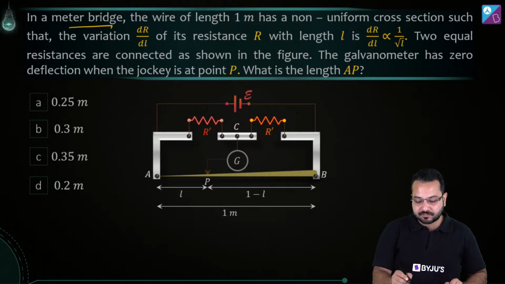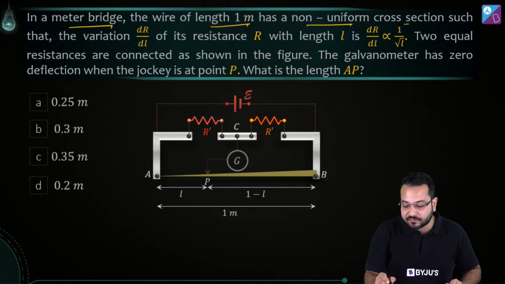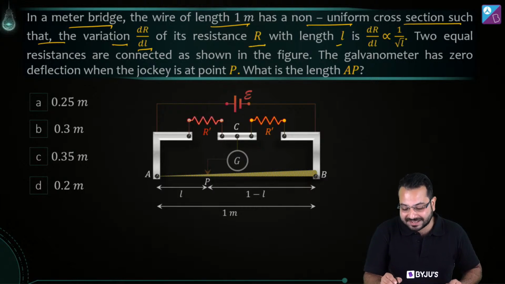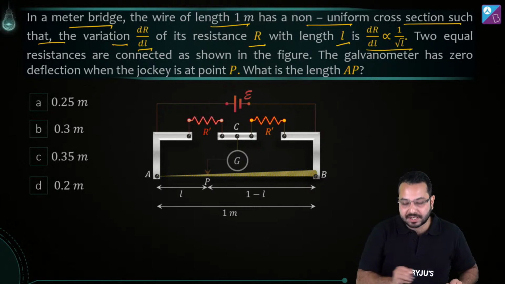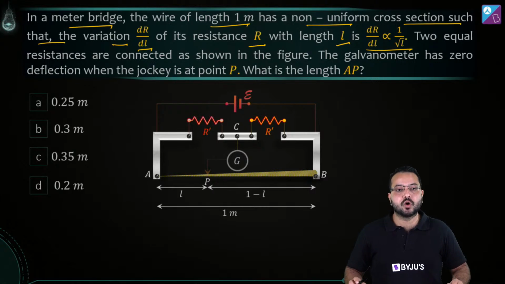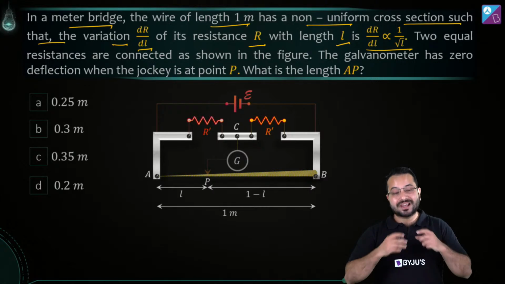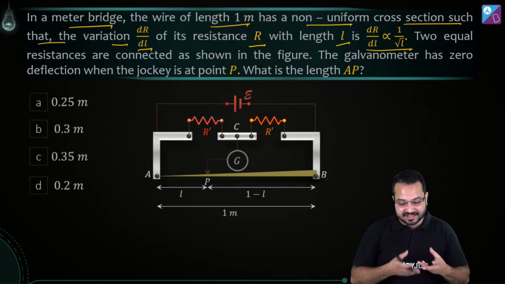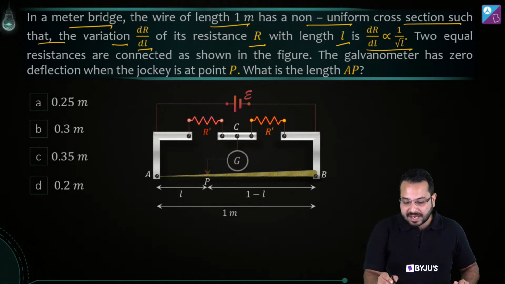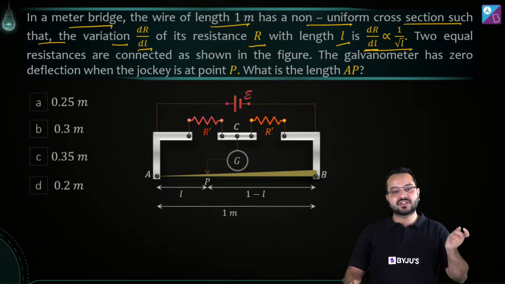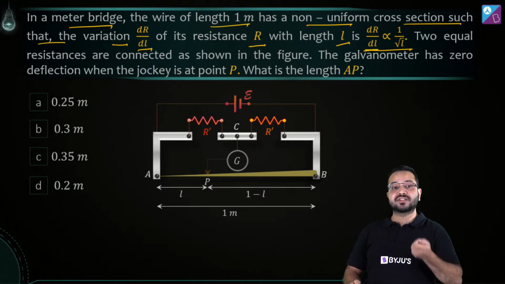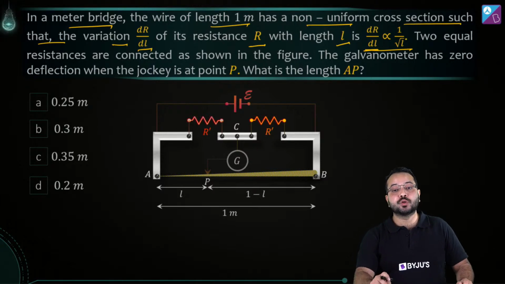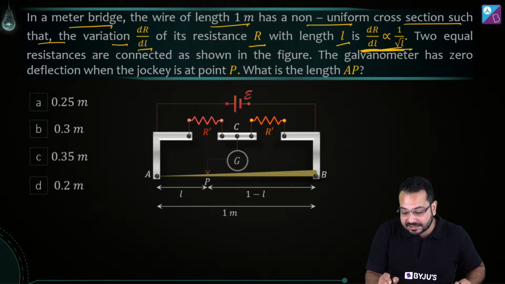So in a meter bridge, the wire of length 1 meter has non-uniform cross section such that the variation dr by dl of its resistance R with length L is given by dr by dl is proportional to 1 upon root L. Now generally the wire has uniform resistance, but in this case the wire has non-uniform resistance, and dr by dl, the change in resistance per unit length, is proportional to 1 upon root L. So this is not uniform resistance. The resistance is varying in this fashion.